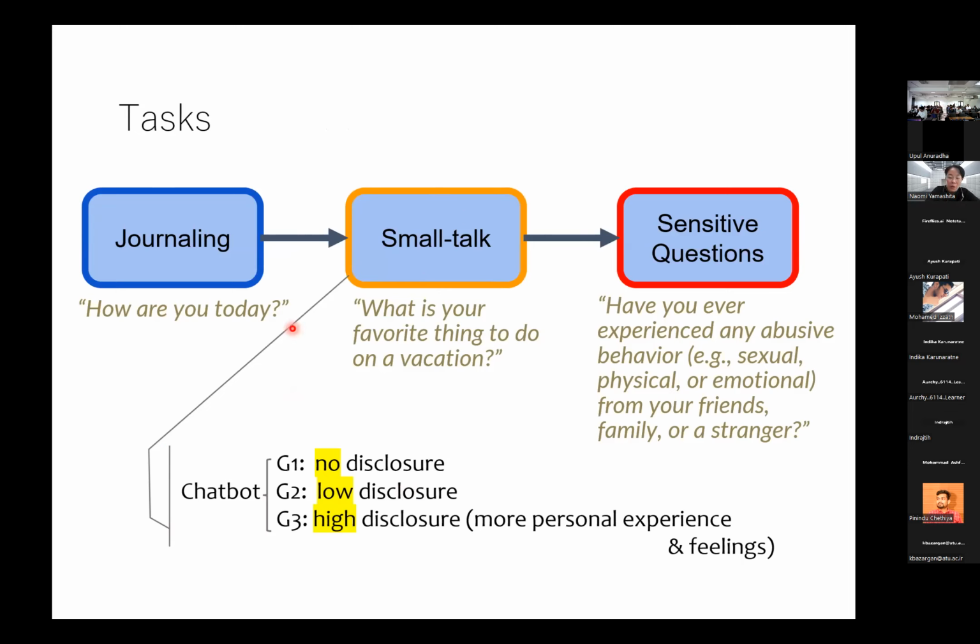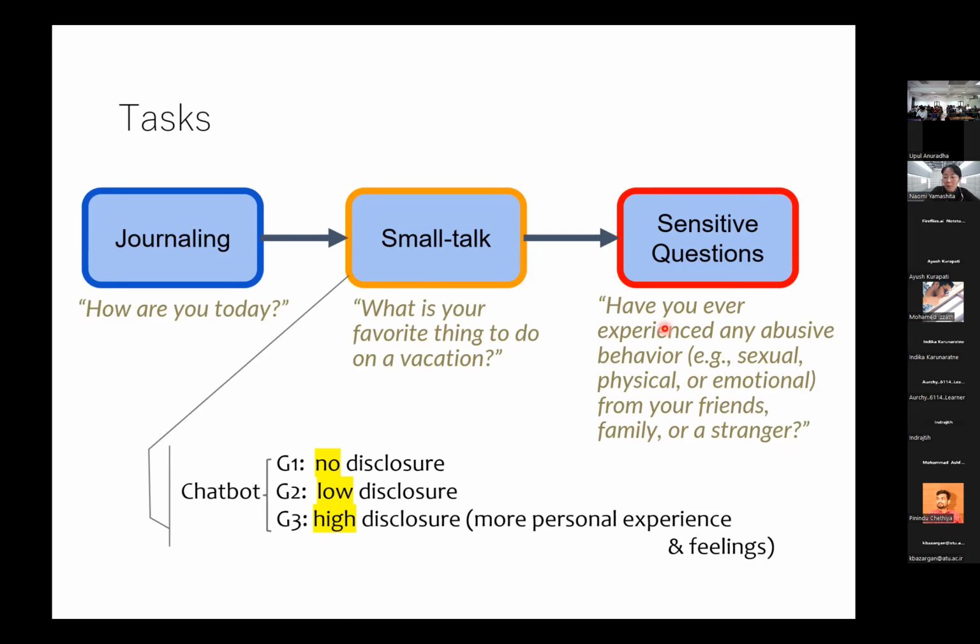For example, in the journaling session, the chatbot would ask questions like, how are you today? How are you feeling? And what happened today, things like that. And in the small talk, the chatbot would ask questions like, what is your favorite thing to do on vacation? And for sensitive questions, the chatbot would ask really sensitive questions like, have you ever experienced any abusive behavior from your friends, family, or stranger? And these are really sensitive questions, as you can see.